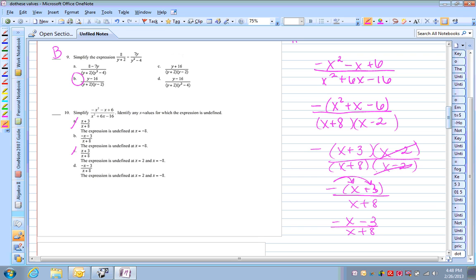A lot of people will put answer choice B, but remember, I told you, you have to look at the completely factored form of the denominator to see which values make that 0. Don't just look at your simplified version. You have to look at the completely factored common denominator. And if you plugged in negative 8 or positive 2, those would give you an undefined expression because that would make your common denominator 0. So my answer choice to problem 10 is D.